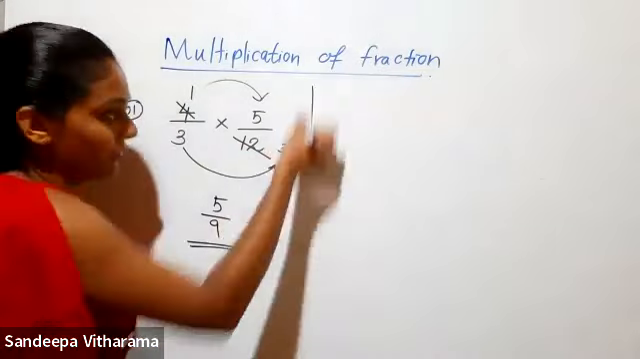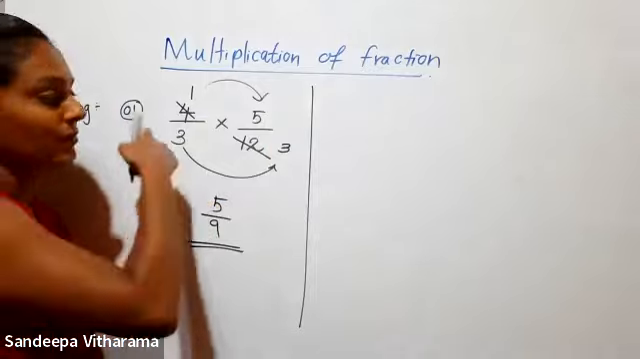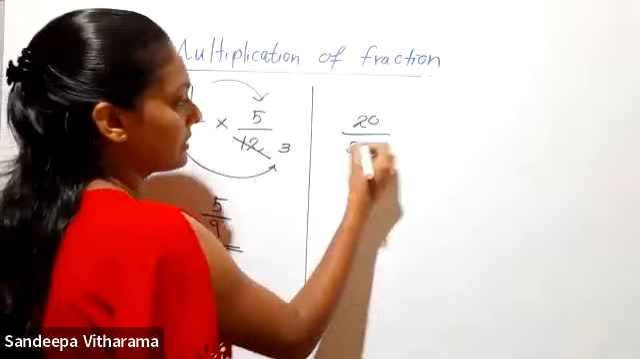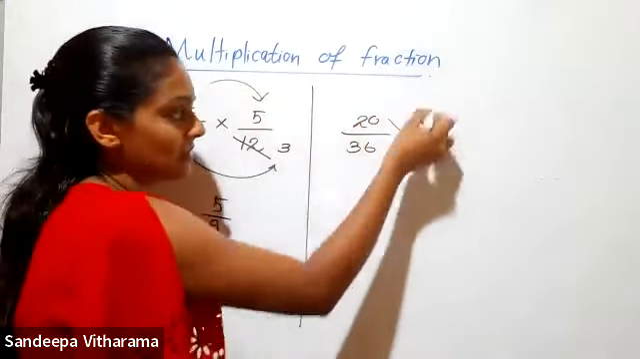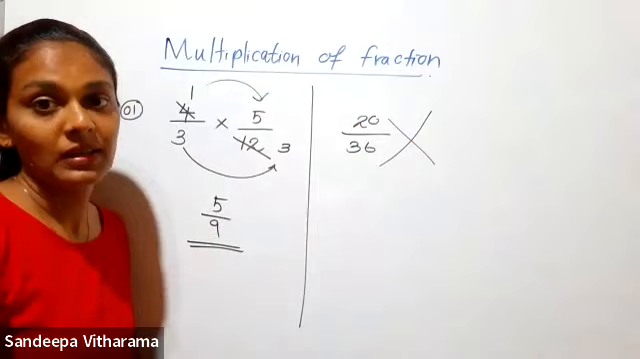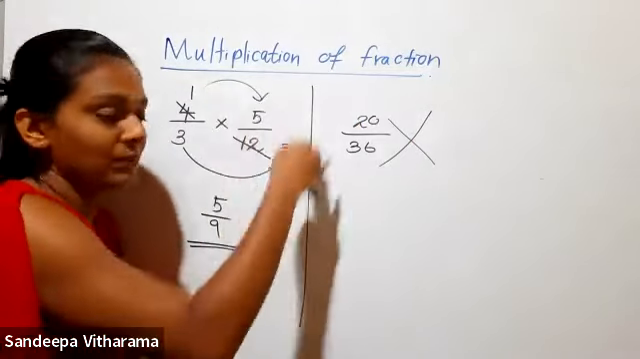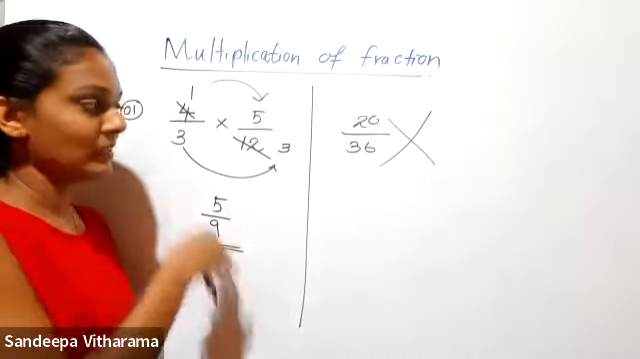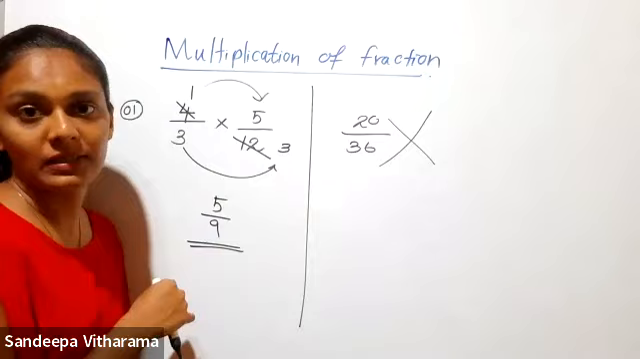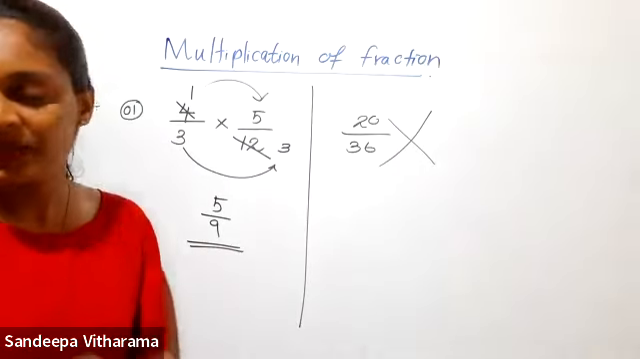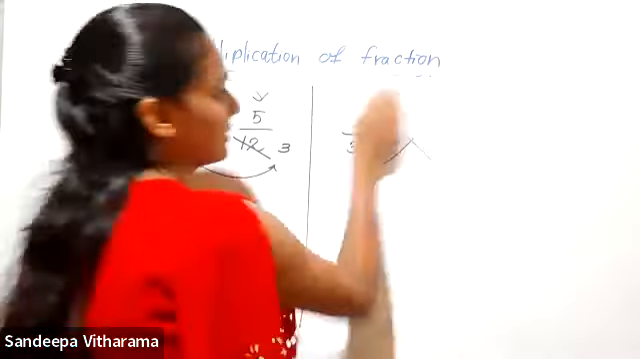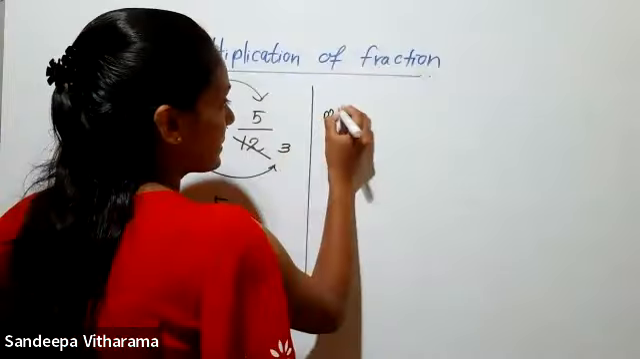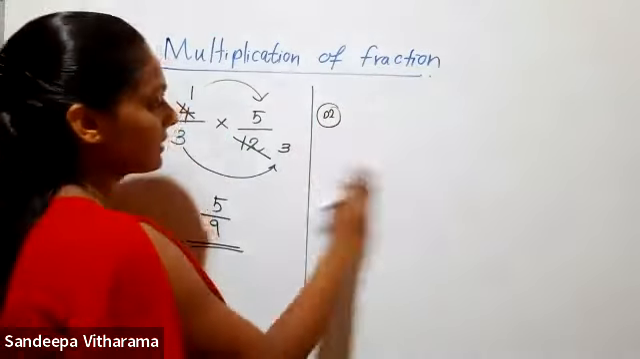If without simplifying you multiply 4 times 5 is 20, 3 times 12 is 36, then this is not the simplest form of this fraction. Otherwise, if we have more than two fractions, the multiplication gets difficult. So it is better to identify the common factors. Remember well, in multiplication, identifying common factors is the most important thing most of the time.